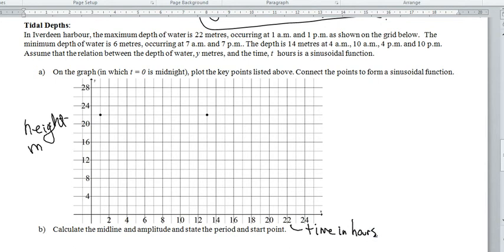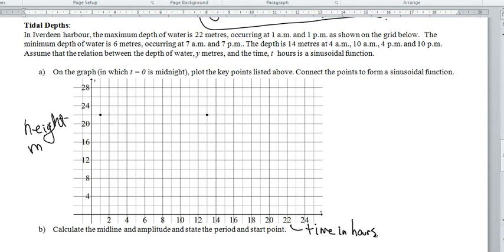So the values A, B, C, D that affect the height, or the y value, are A and D, right? A and D are measured in meters. B and C are more x-axis units, right? The period is measured in hours. The start point is measured in hours.